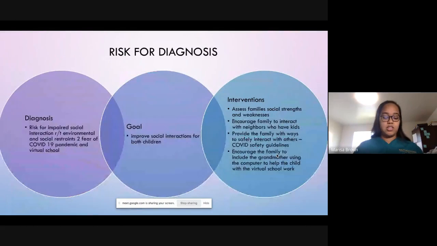Risk for diagnosis is risk for impaired social interactions related to environmental and social restrictions secondary to fear of COVID-19 pandemic and virtual school. The goal is to improve social interactions for both children.